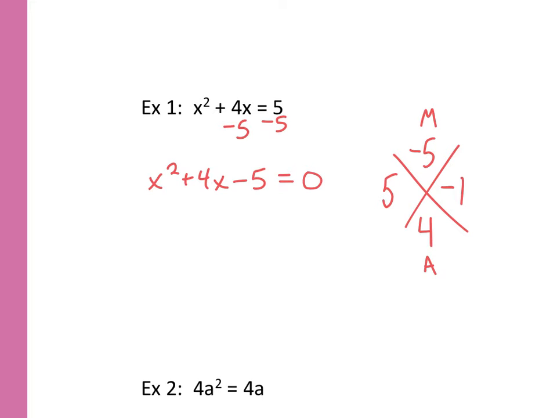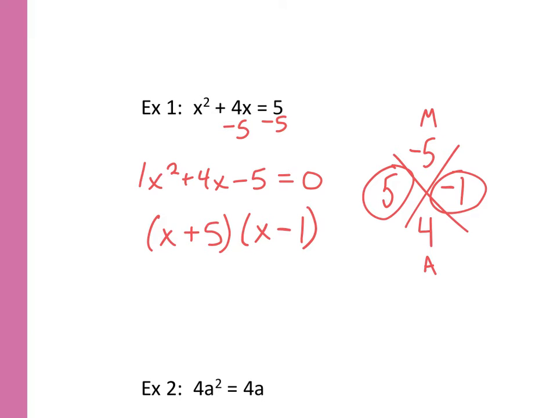And the reason I haven't shown it to you is because you can't use it every time, okay? But if your leading coefficient is a 1, which here it is, right? If it's just x squared, that's the same thing as 1x squared, okay? If that is your leading coefficient, you can go ahead and just make these sides your factors. So it would be x plus 5, because that's a positive 5 right there, and x minus 1, because that's a negative 1 right there, equals 0.